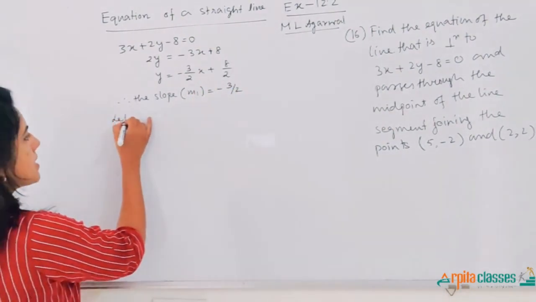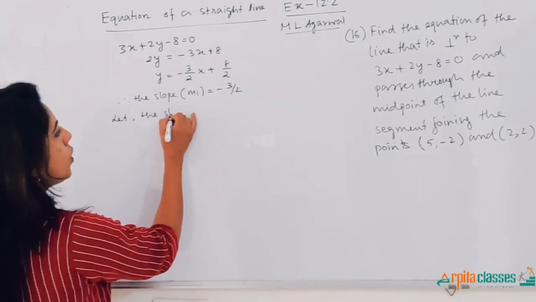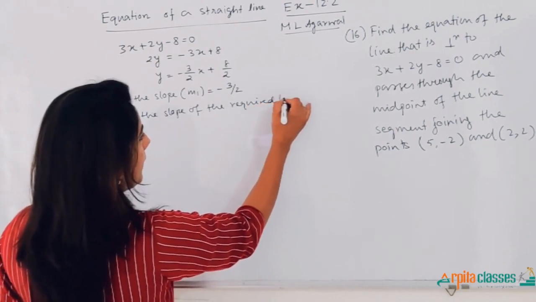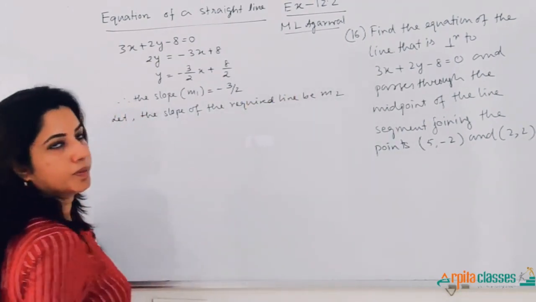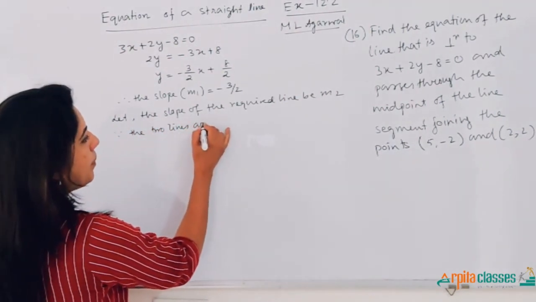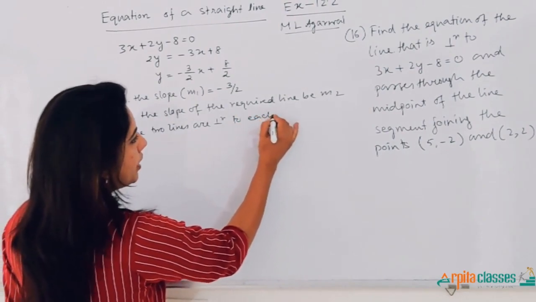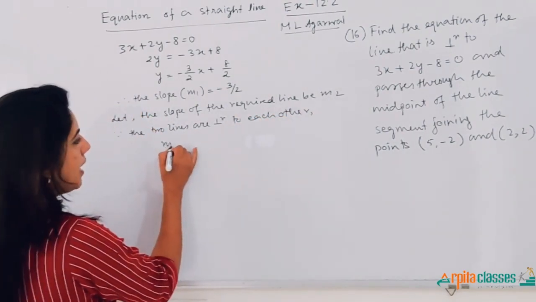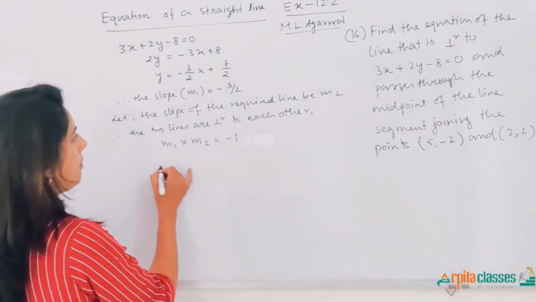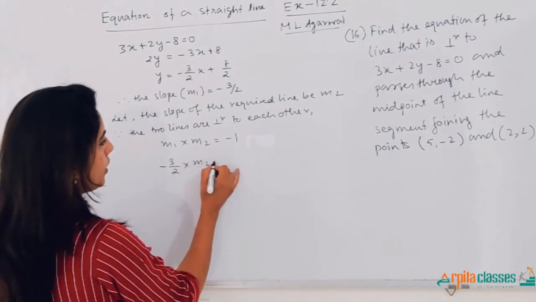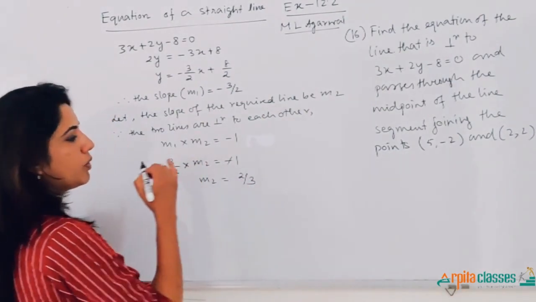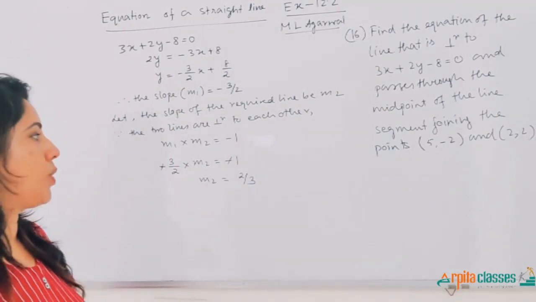Okay. So let the slope of the required line be m2. Since the two lines are perpendicular to each other, we can use the criterion m1 into m2 is equal to minus 1. So what's your m1? Your m1 is minus 3 upon 2 into m2 is minus 1. Both sides minus minus gets cancelled and m2 is equal to 2 upon 3. So we get the slope of the required line, that is 2 upon 3.